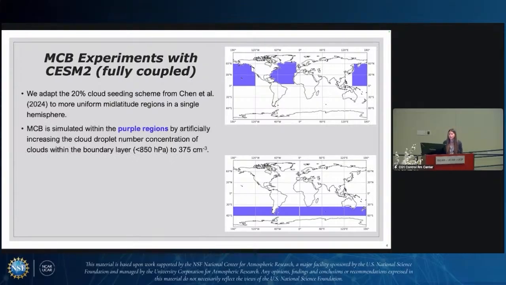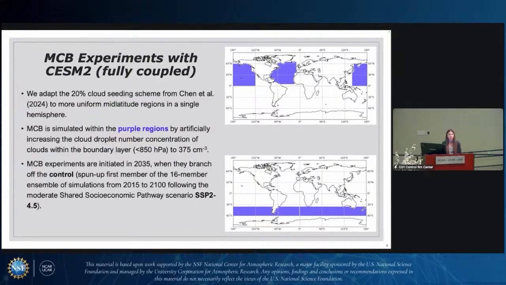And we simulate MCB with CESM2, fully coupled with 3D ocean and active land and sea ice. For this project, we don't inject sea salt aerosol, but actually just simulate MCB by artificially increasing the cloud drop number concentration of clouds within the boundary layer to 375 per centimeter cubed within the model grid boxes specified by our cloud seeding masks. Our MCB experiments are initiated in 2035, when they branch off of our control experiment, which follows SSP2 4.5. And our target is to restore present day, or control 2020 to 2039, temperature and precipitation conditions.